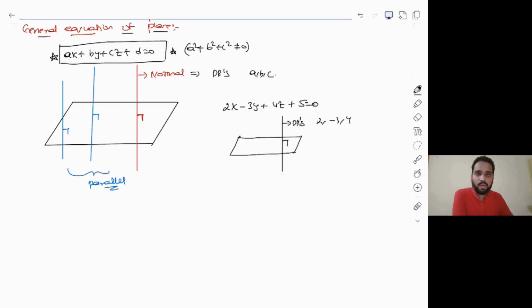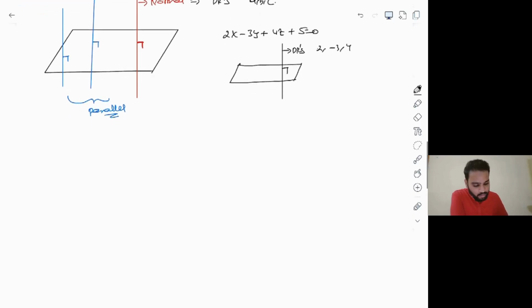So this is how you have to interpret the general equation of a plane. I hope it is clear. Even if you take any other normal, all these normals will definitely be parallel. But we know that any two parallel lines will have the same set of DRs, or the DRs will be in the same proportion. So you can take any one of the normals as the normal to the plane. It won't make much difference. So this is the first thing about a plane, that is, the general equation of a plane.